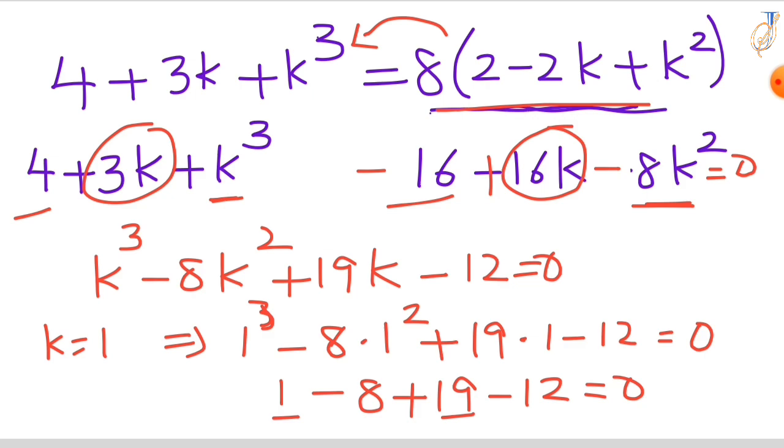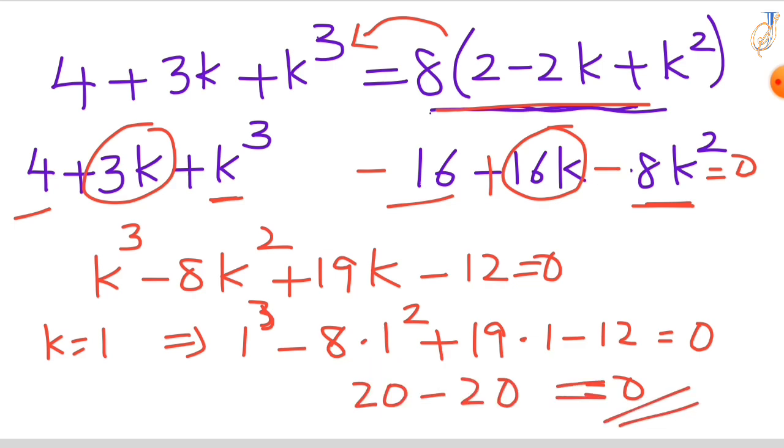19 plus 1, 20, that is plus 20. Minus 8 minus 12, that is minus 20. So 20 minus 20, which gives 0. So k equal to 1 satisfies our equation. So we can say that k equal to 1 is one of the roots of this cubic equation.